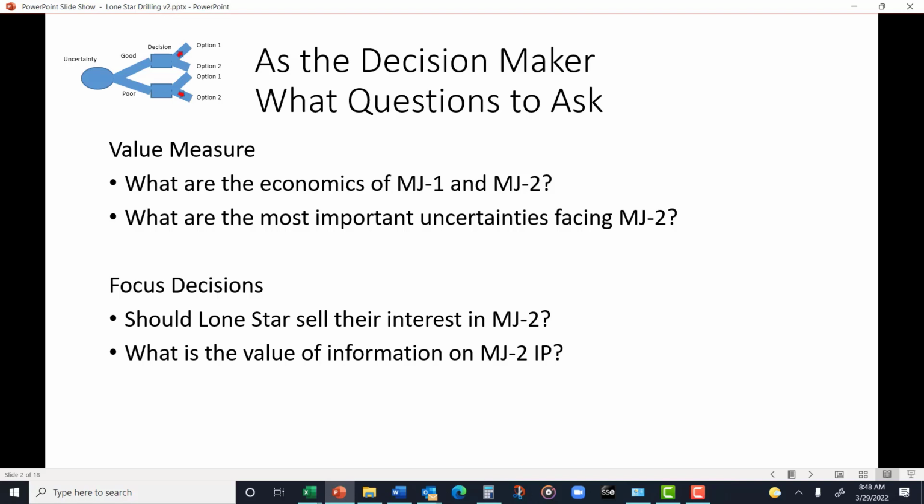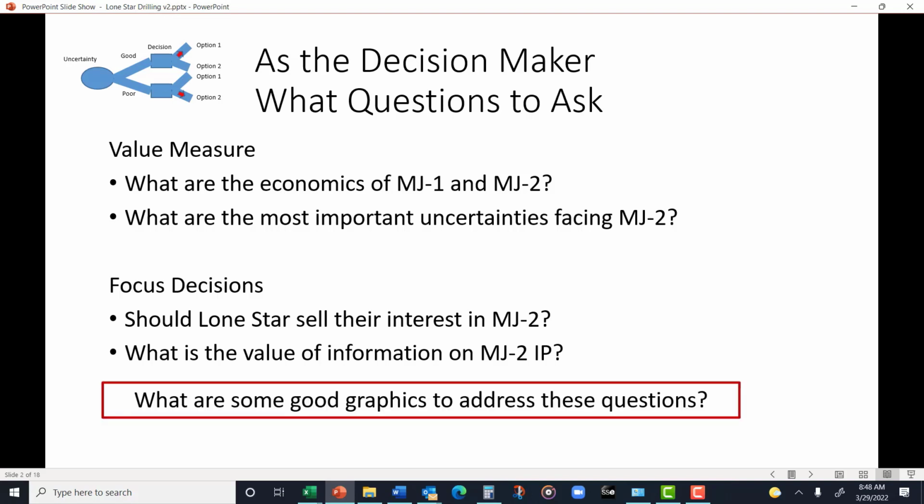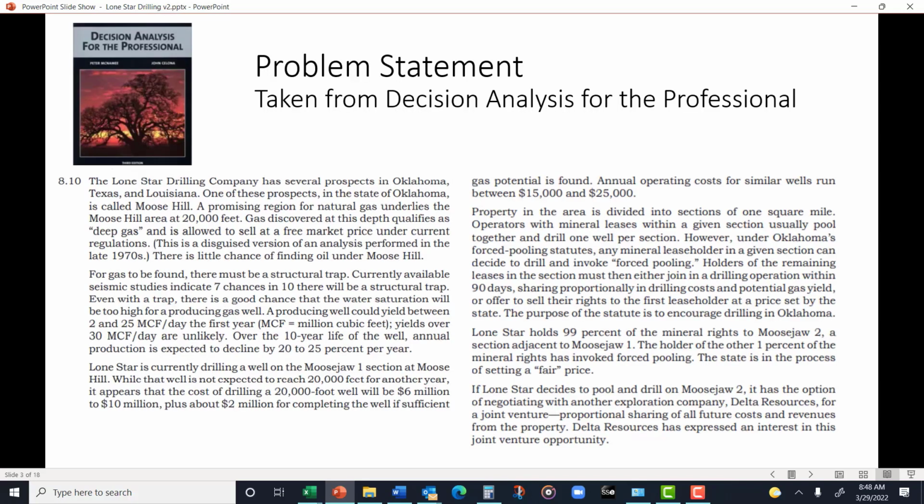There are some focus decisions. Should Lone Star sell their interest in MJ2, because there's an opportunity to do that? And what is the value of information on MJ2? Based on the IP and some information they might be able to get from that. So what are some good graphics to address these questions? Well, this is the complete description from the Decision Analysis for Professional. But I don't want to go through it that way. I want to summarize it and give you the short version of the story.